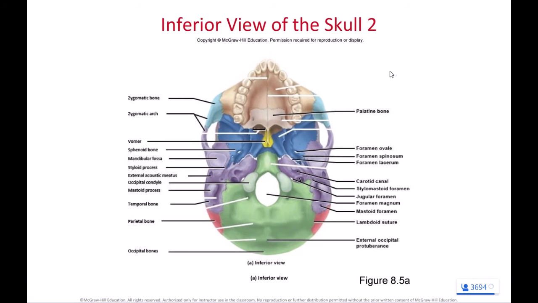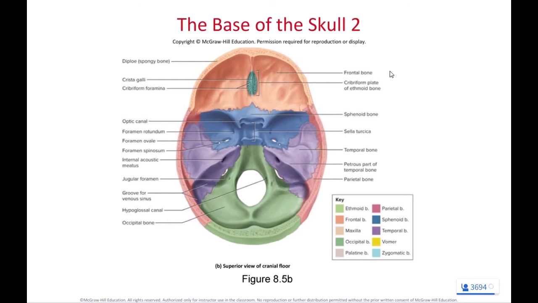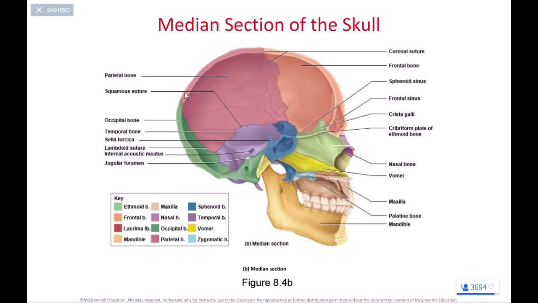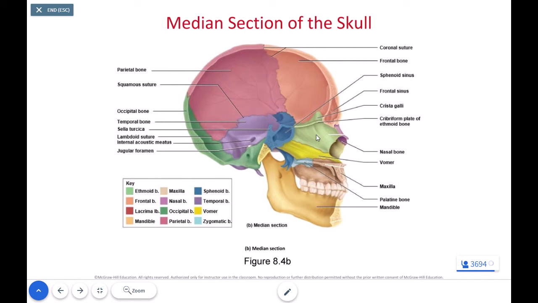And from this viewpoint, our ethmoid bone is going to be the teal bone, where we have the crista galli and cribriform plate within the cranial vault. And from a mid-sagittal view, our ethmoid bone right here is going to be in light green and forms up a large portion of the nasal sinus, or nasal cavity, I should say.